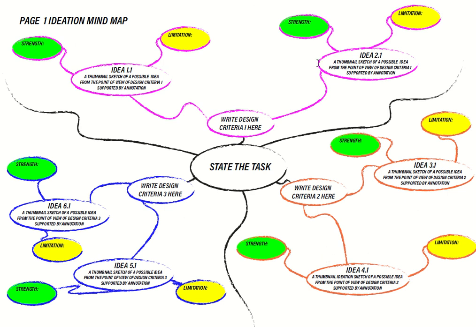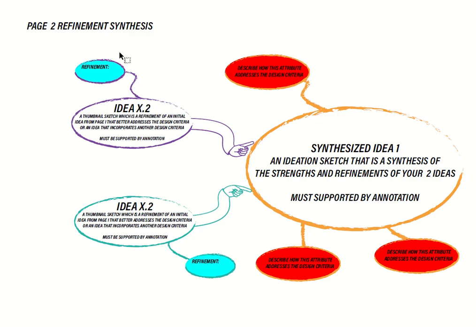So you've got multiple ideas from various points of view, and you've talked about the strengths, and you've talked about the limitations, and perhaps you've talked about the implications of those limitations, which is going to help you with your marks. Right, so what do we do with that after we've completed this mind map? We need to do a refinement synthesis.